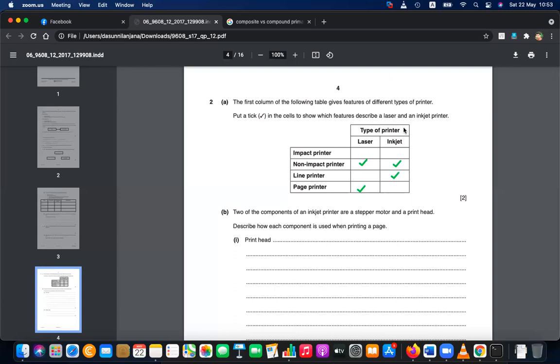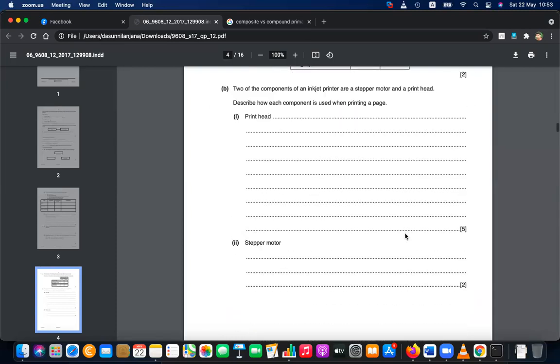Then the two components of the inkjet printer are stepper motor and print head. Describe how each component is used in printing a page. So it is asking about the inkjet printer. What is the role of the print head? And what is the role of the stepper motor? Stepper motor means that the motor is stepping. It's going step by step. It's rotating certain degrees.